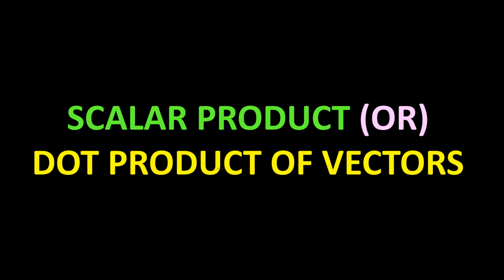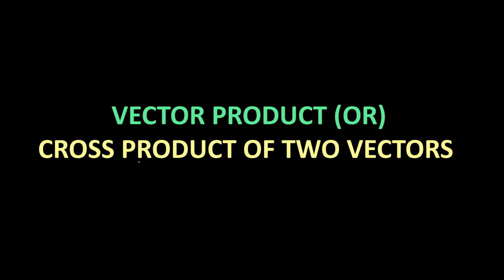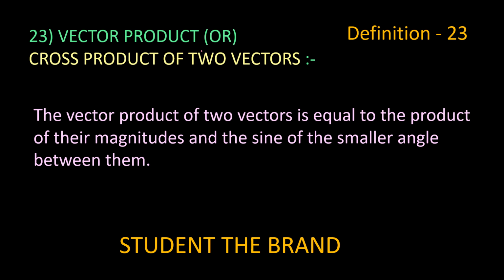Scalar product or dot product of two vectors. The scalar product of two vectors is equal to the product of their magnitudes and the cosine of the smaller angle between them. Vector product or cross product of two vectors. The vector product of two vectors is equal to the product of their magnitudes and the sine of the smaller angle between them.